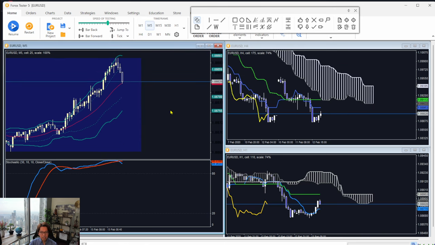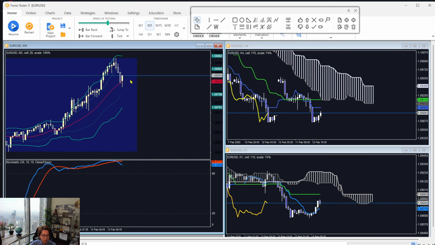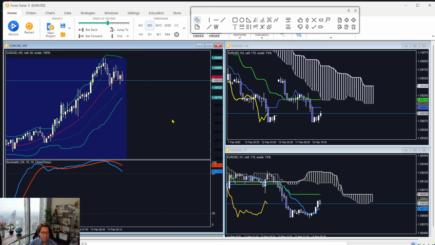So what's good about the Forex Tester is that you don't see the future market, so you can trade as if this is the live market. So let me go ahead and run the chart, move the candlesticks on M5 one by one until 4 hour goes bearish. So let me see.